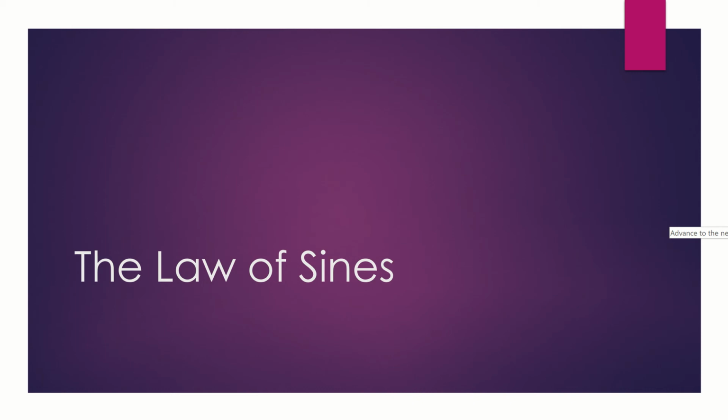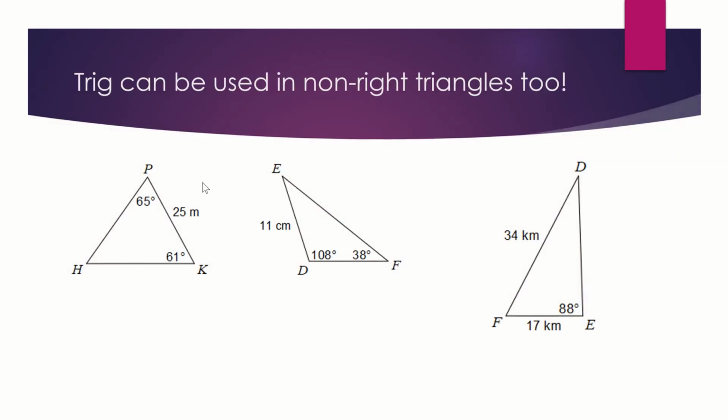Today we're going to be going over the law of sines, which deals with finding angles and side lengths in non-right triangles. So a trick can be used for that too. Here we have two acute angles and an obtuse angle, and what we're going to be doing is learning how to find the missing side lengths, like these two for example, and missing angles.